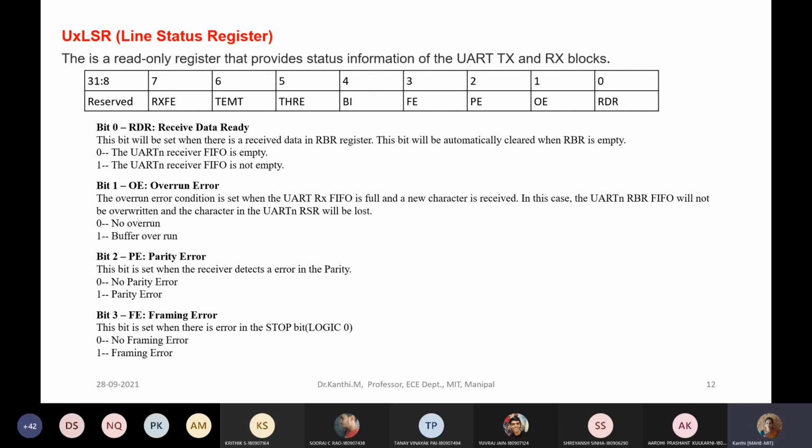If you have any doubts, please ask, because these are just the register formats, which are very important to know while using the UART.